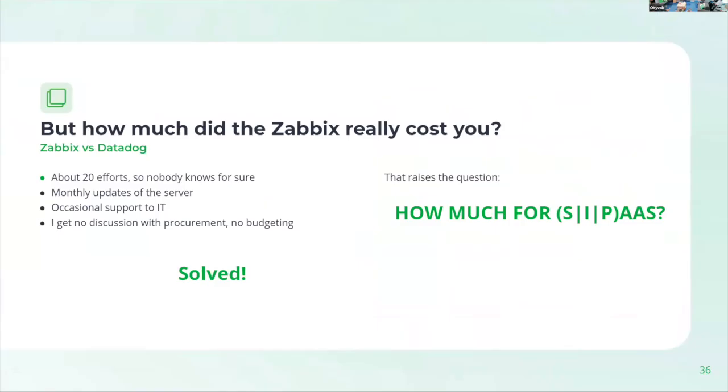So how much actually does it cost? Since we are talking about workarounds, we always have to focus on cost, the maintenance time, the time it took actually to introduce the solution. So it was about 20 efforts, which nobody really knows what it is because it's project management stuff. But it's not really that much. Monthly updates of the server, which I kind of skip a few months, and it still works. Nobody noticed. Occasional support for IT, which makes sense.